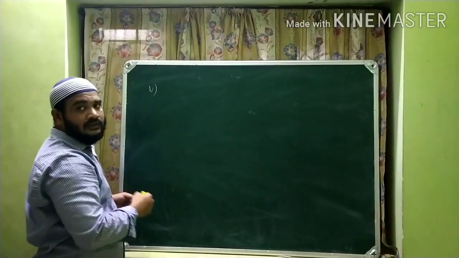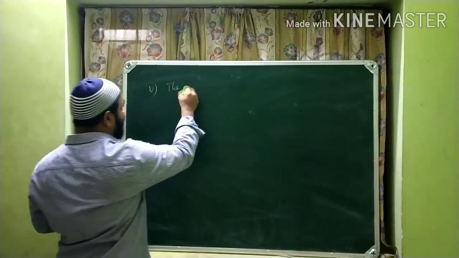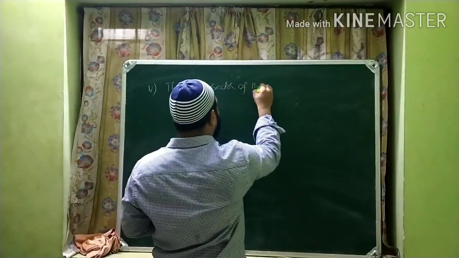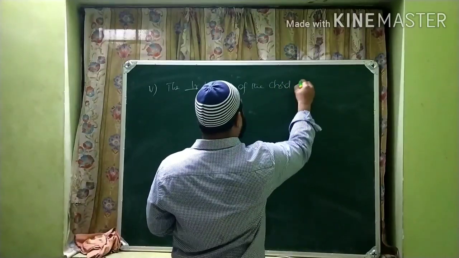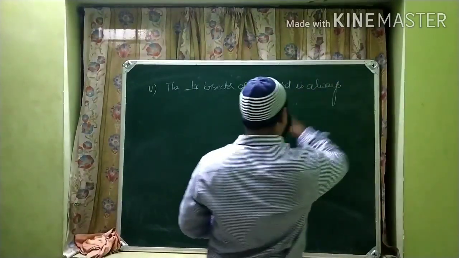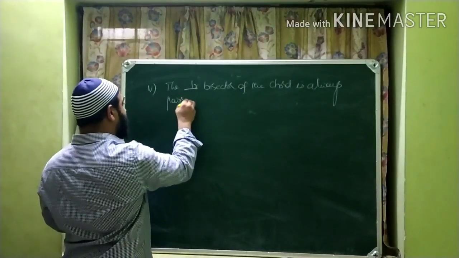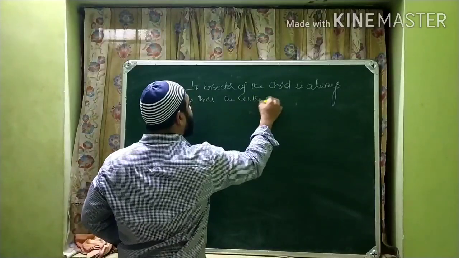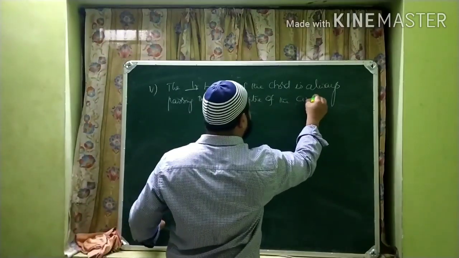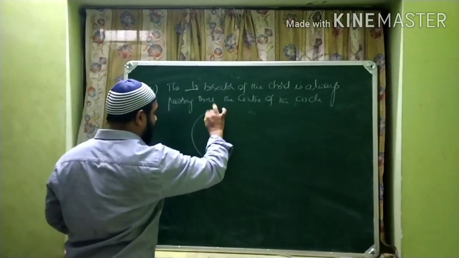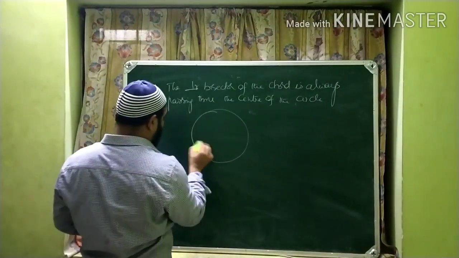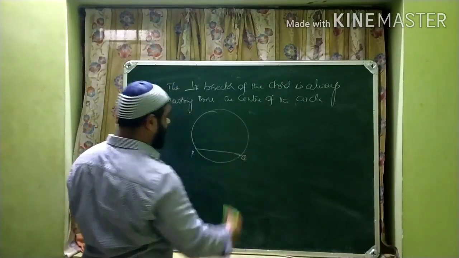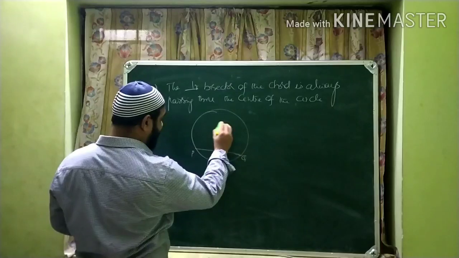Fifth one is the perpendicular bisector of the chord is always passing through the center of the circle. So for example, let this be a circle. So this is P and this is Q. So this is a chord. So this is the center.